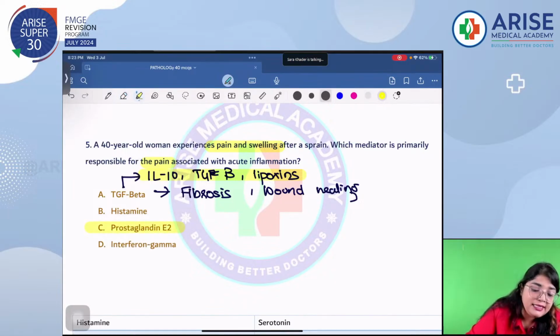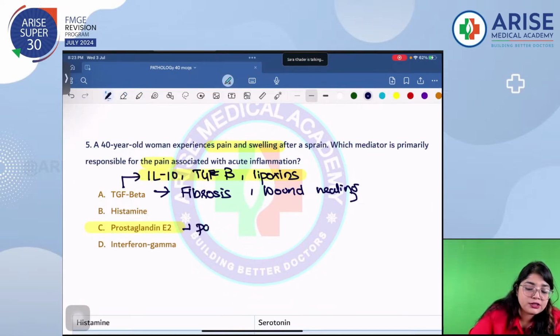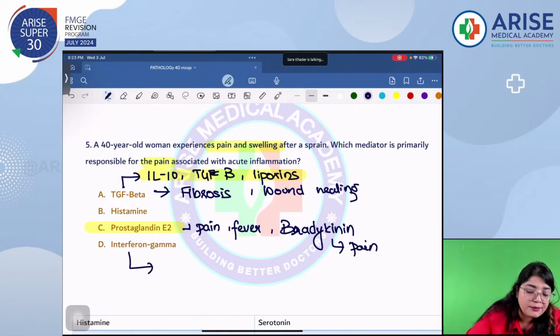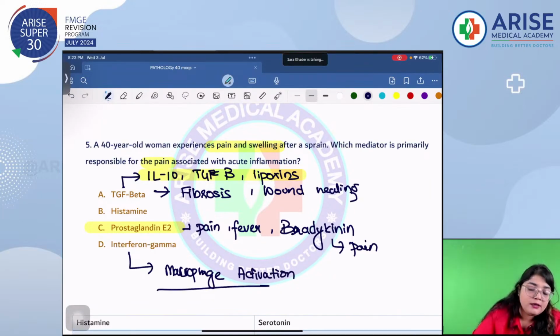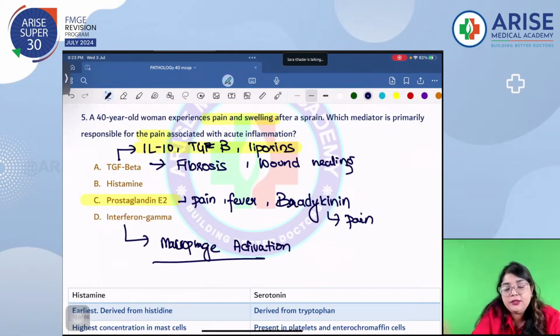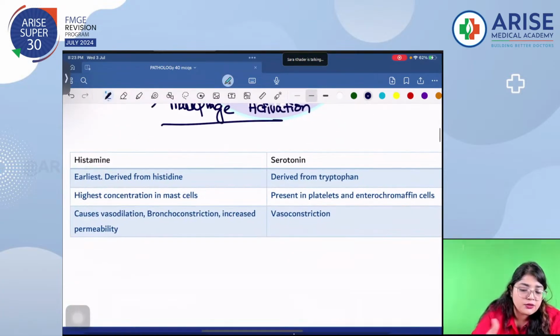Now, prostaglandin E2 is the one which causes pain and fever. Okay, pain and fever. Remember your bradykinin. Bradykinin also causes pain. Interferon gamma causes macrophage activation. Very, very important. It causes macrophage activation. Again, it can lead to granuloma formation.